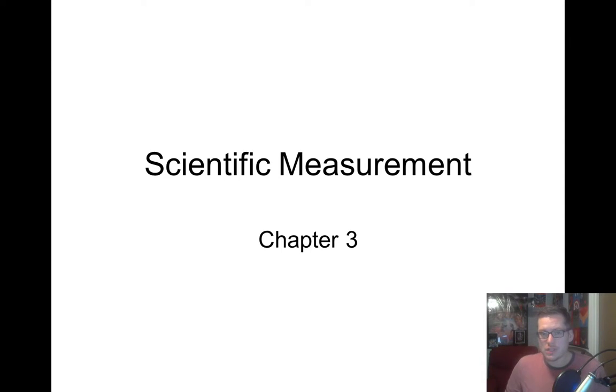So this is Chem 1, Unit 6, Part 1. We're talking about measurements. We're going to talk about scientific notation. Should be a lot of fun. Alright, so let's get started.